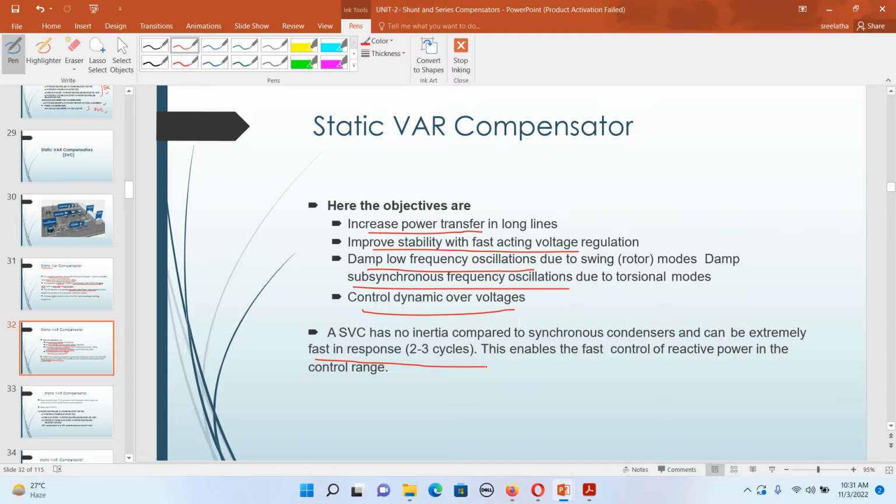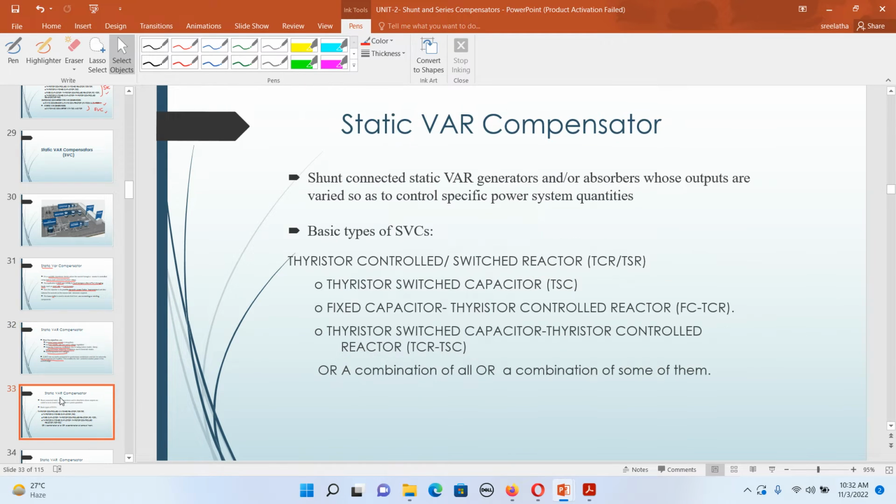There are some compensators that come online by 30 minutes, and there are some compensators that come very quickly. So SVC is one such thing that comes very quickly and takes care of fast control reactive power compensation. Okay. Shunt connected static var generators are absorbers whose output is varied so as to control specific parameters.